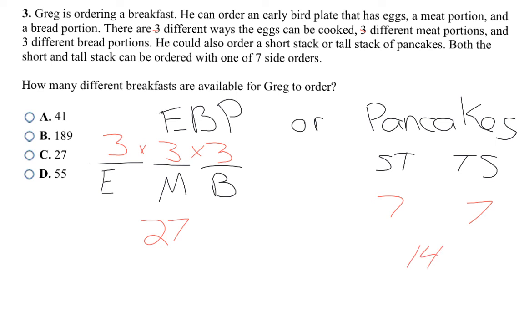So to get the total different kinds of breakfasts that are available to Greg to order, I'm going to have to take 27 plus 14, which is 41. Which means that A, 41 is going to be your final answer.